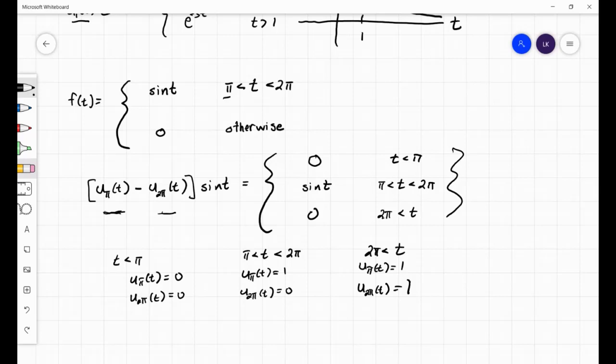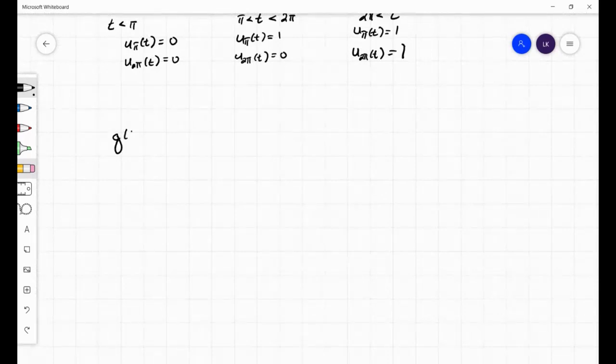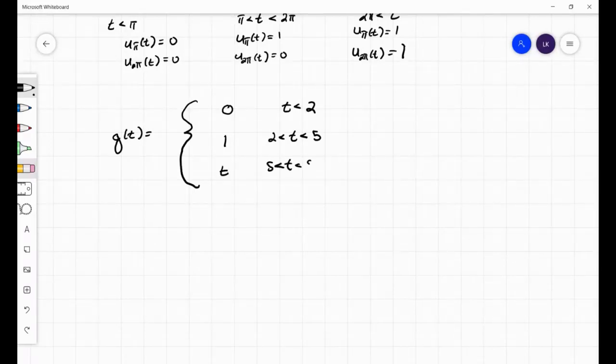Here's a formulaic way of approaching this. Let me give you another example. Suppose we have a function. It's equal to 0 for times before 2. It's equal to 1 for times between 2 and 5. It's equal to t for times between 5 and 8. And then it's equal to t squared for times after 8.